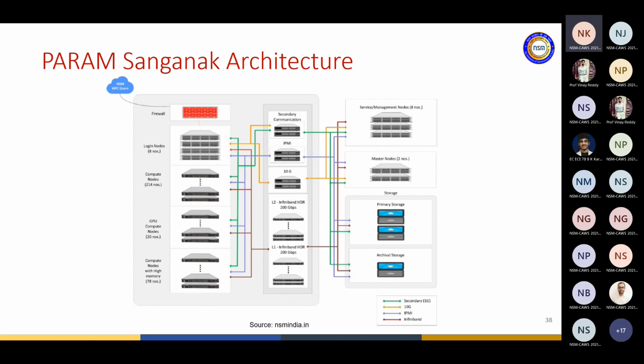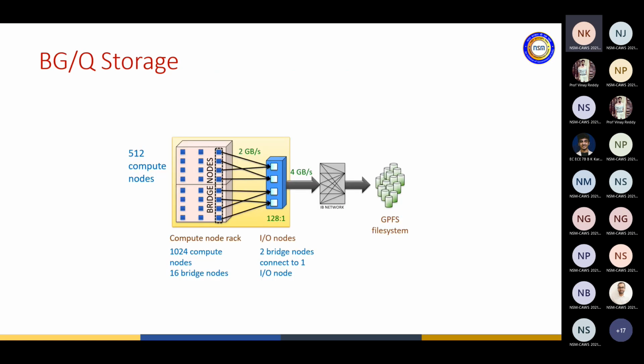All right, so we'll move forward to the next slide. Param uses which processor and which GPU? So Param uses Intel Xeon Cascade Lake processors and NVIDIA Tesla GPU. Param Sanganak, I'm talking of Sanganak. There are lots of Params. Okay.